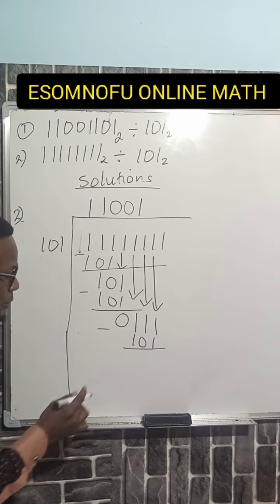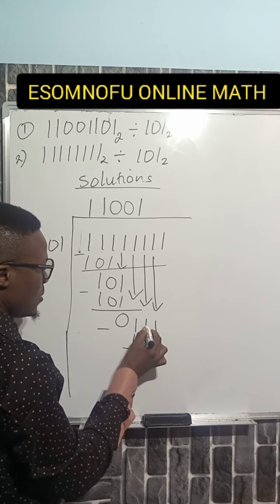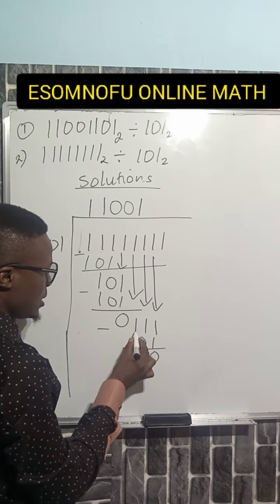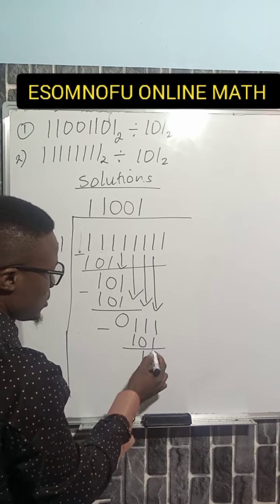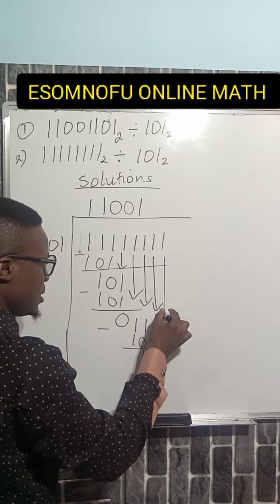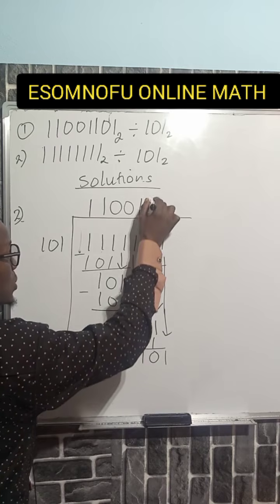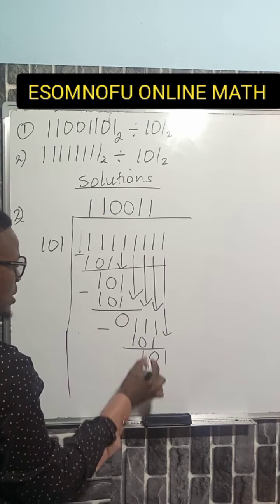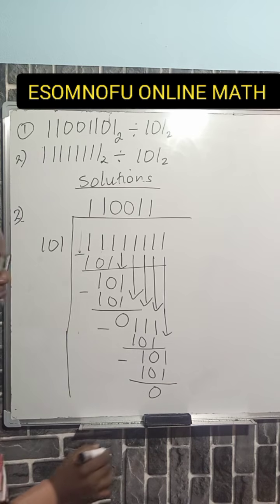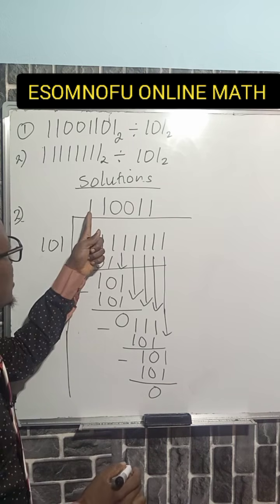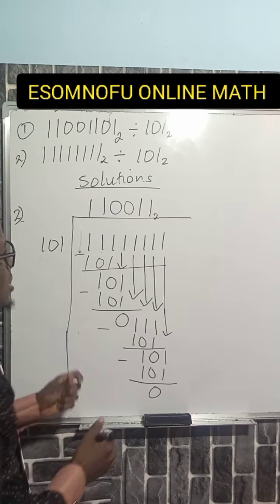You subtract. So let's subtract. 1 minus 1 is 0, and 1 minus 0 is 1, and 1 minus 1 is 0, no need of writing it. After the subtraction, remember, you bring down the next digit, which is 1. Now 101 divided by 101 is 1, and 1 times 101 is 101. When you subtract, you are getting 0, and once you see 0, you stop. So our answer is 110011 base 2, and that is the answer to this division.